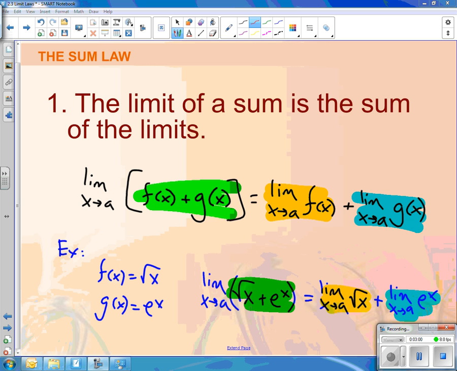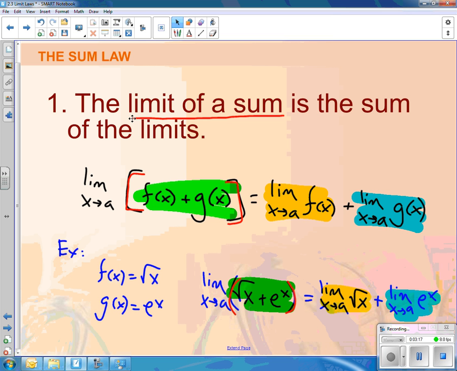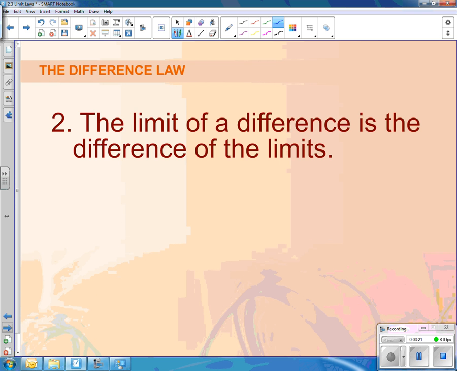Just to emphasize this a little more, for the limit of the sum, make sure that you see the parentheses that end up around the two functions. Otherwise, you're not calculating the limit of a sum anymore. Those parentheses are going to be important in some of our other limit laws, so make sure that those are present. Okay, let's go on to the second limit law.